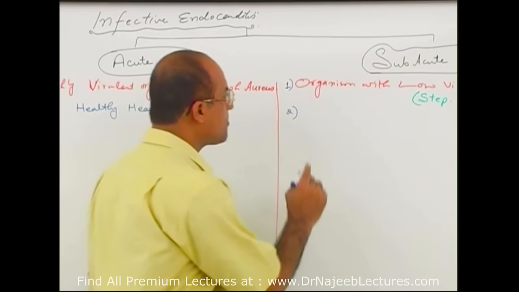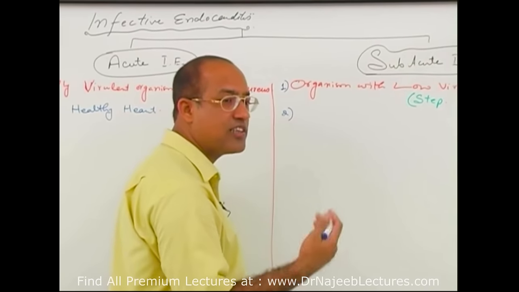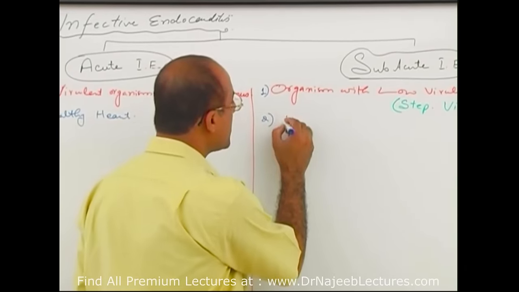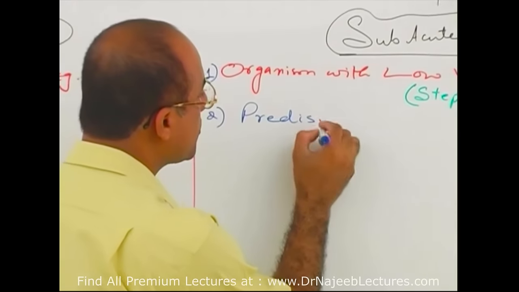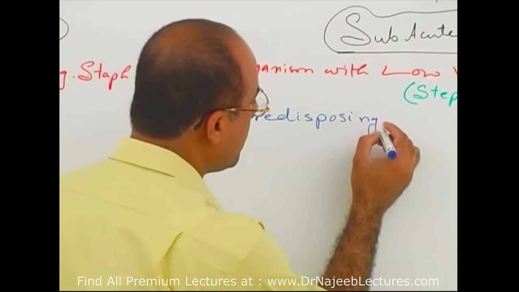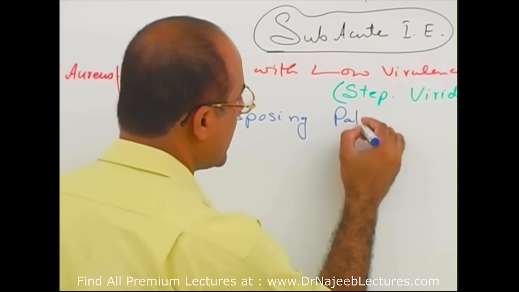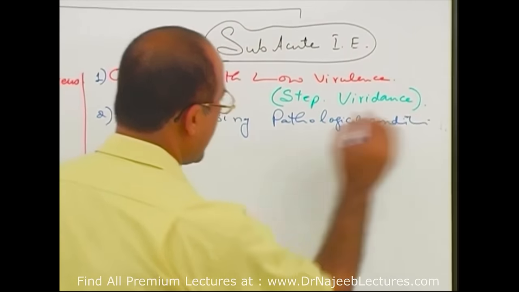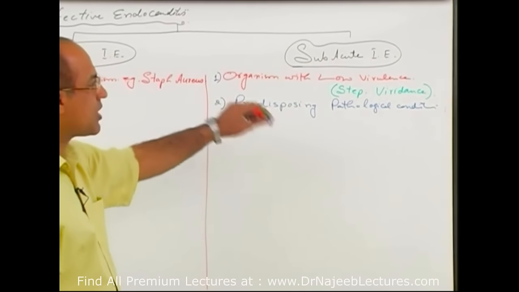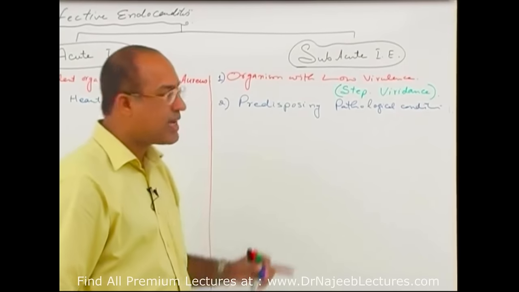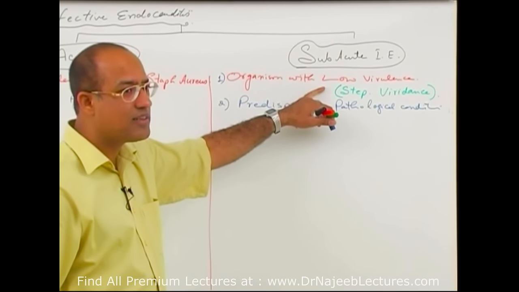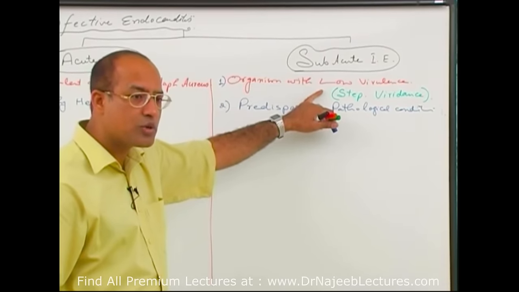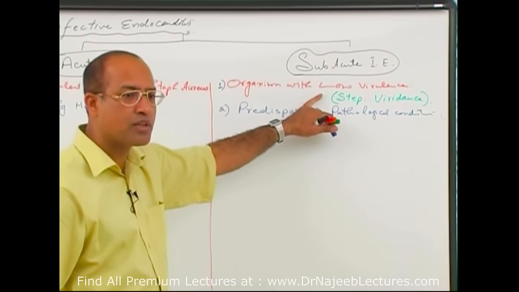subacute infective endocarditis usually occurs in people who have some predisposing condition in the heart. These are people who have some pathological condition in the heart. Why? Because in subacute infective endocarditis, the organisms are usually of low virulence, and a low virulence organism cannot attack a healthy heart. So a low virulence organism will usually attack the heart which is already predisposed for infective endocarditis.